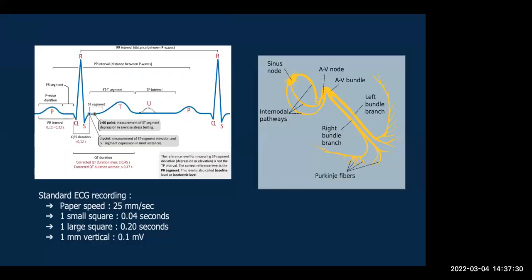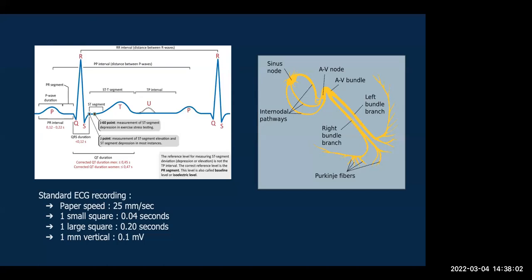So this is an example of the ECG strip. The standard ECG recording strip is about 10 seconds in length. The paper speed is 25 millimeter per second, and one small square is 0.04 seconds. So one large square is composed of 5 small squares. That's why one large square is equal to 0.2 seconds, and 1 millimeter vertical is 0.1 millivolt.